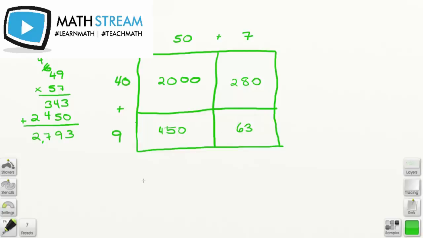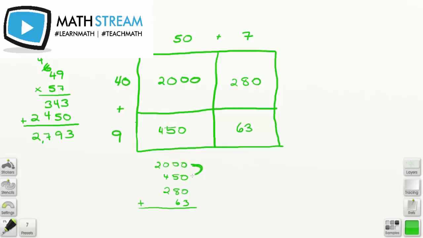Now to complete a partial products box or area method multiplication problem, which is what we have here, we want to take each rectangle and we want to add the quantities up. So I'm going to purposefully write it in this order. I'm going to write 2,000, 450, and then I'm going to write 280, and 63, and I want to add those values together. Before I do that, I want to point something out.